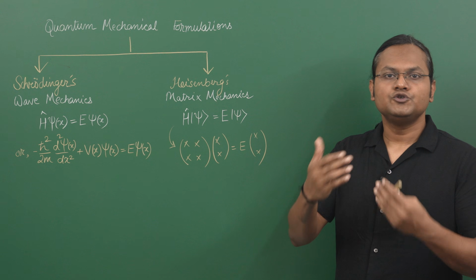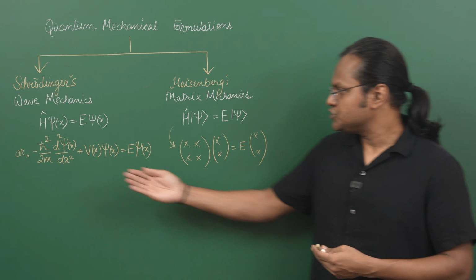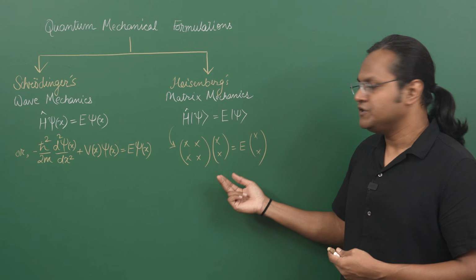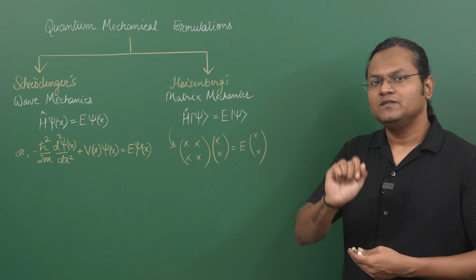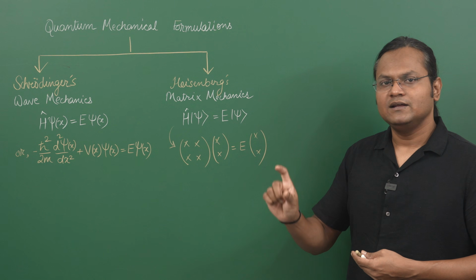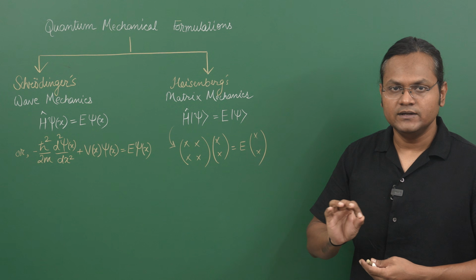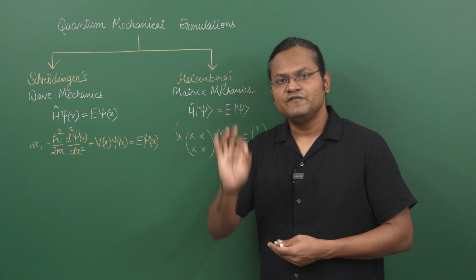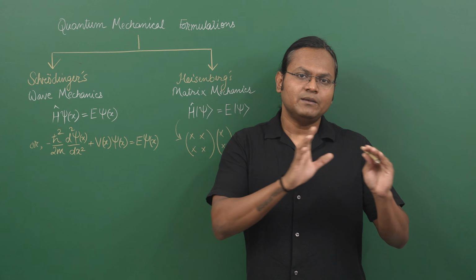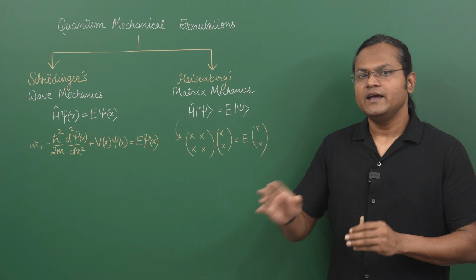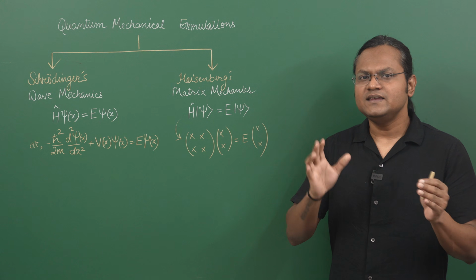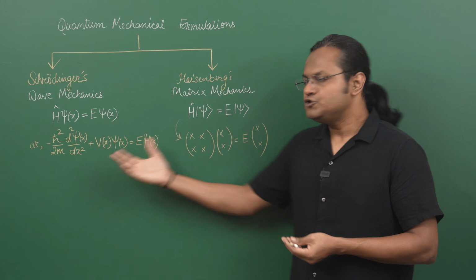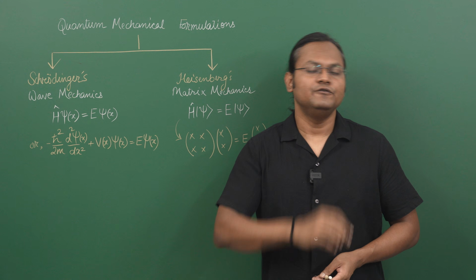And I have seen that certain students face difficulty when they are transitioning from the Schrödinger's wave mechanical formulation to the Heisenberg's matrix mechanical formulation. But the good news is both these two mathematical formulations are physically equivalent. They make equivalent predictions. So they are essentially the same physical theory. It's just that the mathematical representation is slightly different. And once you understand the reasoning behind this and the distinction in the mathematical representation, both these two formulations will be very, very easy for you.